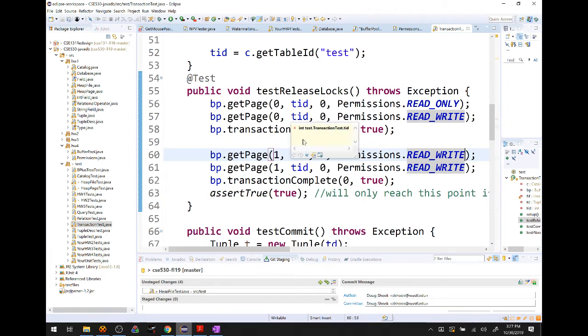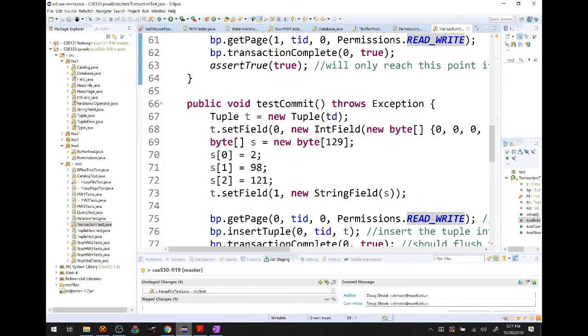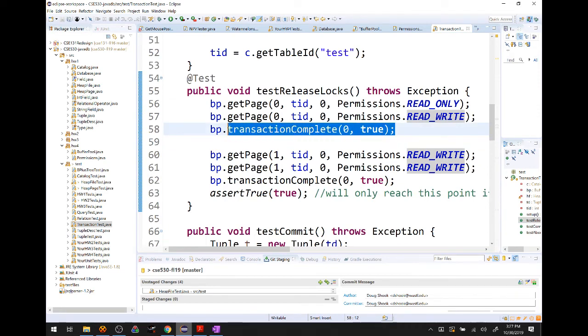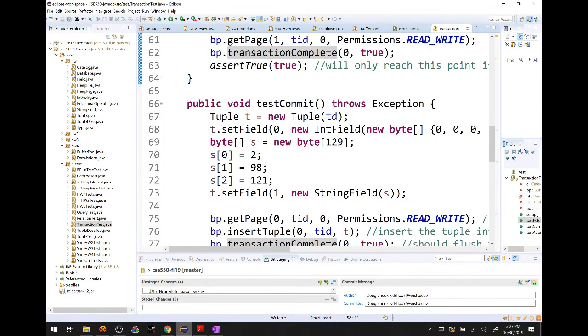Maybe not the best way to write a test, now that I think about it. Oh well, you guys can write better ones, I'm sure of it. So release the locks and then try to acquire more locks. This should work because the locks should have been released.